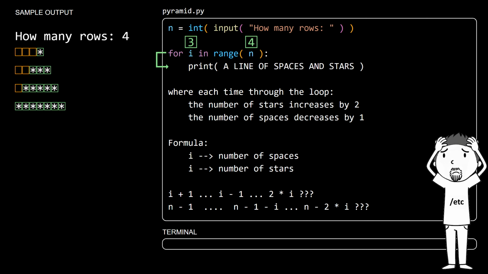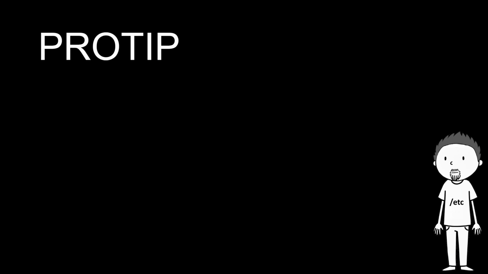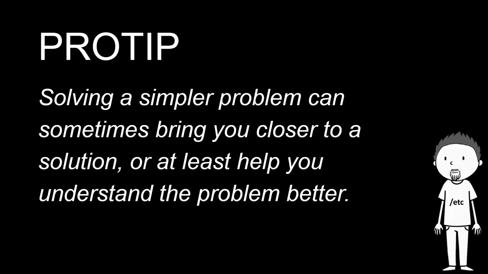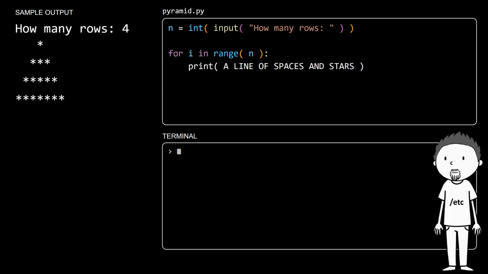Well, to make ourselves feel better, we can introduce our first pro tip. Solving a simpler problem can sometimes bring you closer to a solution, or at least help you understand the problem better. So how can we make this problem simpler? How about if we printed just the stars and didn't worry about the spaces? Or actually, what if we just printed 1 star on each line? Now that we know how to do.